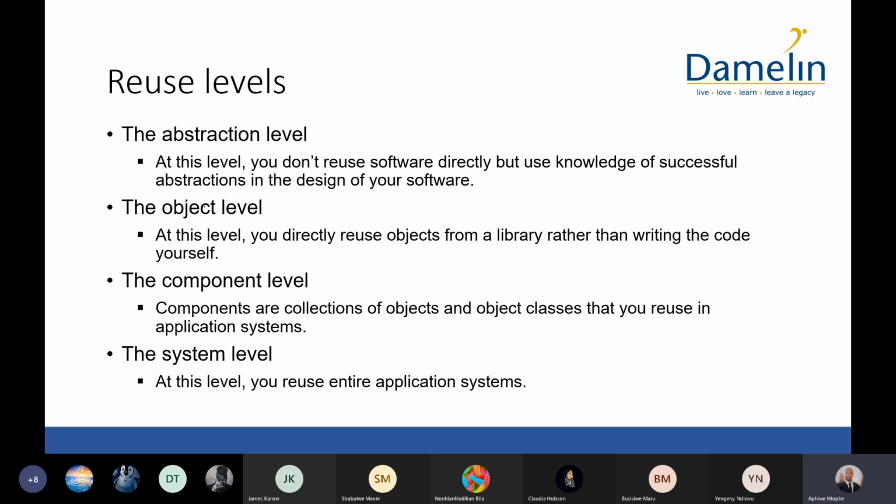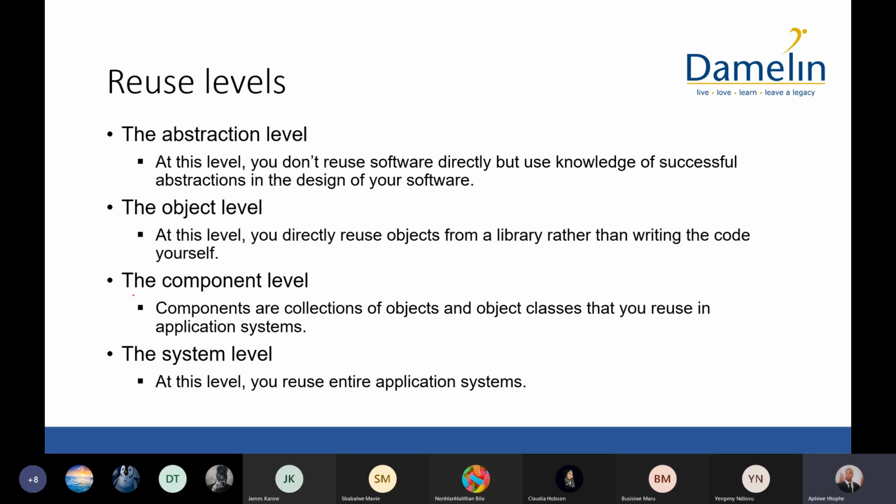Then we have reuse at the object level, which is the smallest unit of software reuse. At this level, you directly reuse objects from a library rather than writing the code yourself. So if there's already a function on a particular software, maybe it's a function on a button click object, okay? We have a button click object and an event that's already been coded by someone else, and we want our button to do the exact same thing. So we can reuse a particular function alone. And that's an example of reuse at the object level, okay? Because we're not reusing a whole component of the software, but we're reusing the particular function that's associated with the click event of a button.